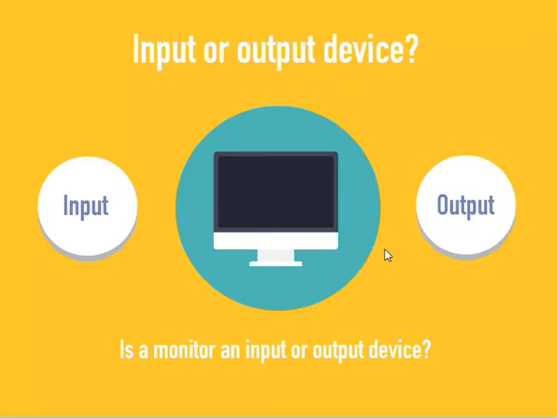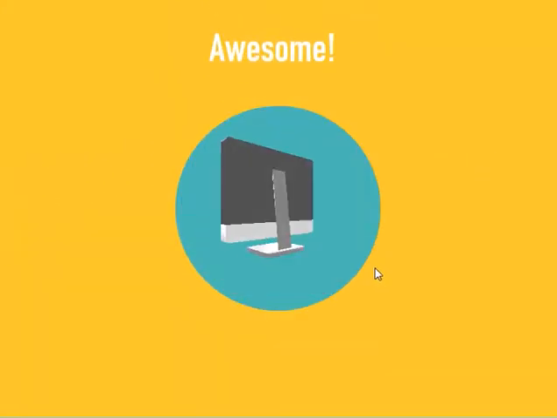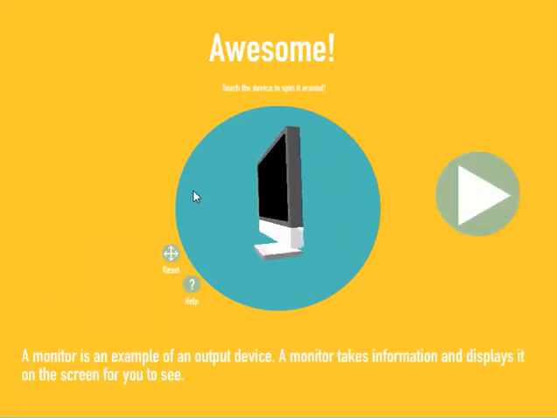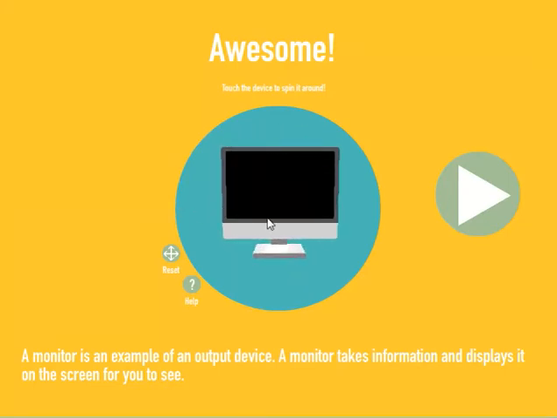Is a monitor an input or output device? Awesome! Monitor. A monitor is an example of an output device. A monitor takes information and displays it on the screen for you to see.